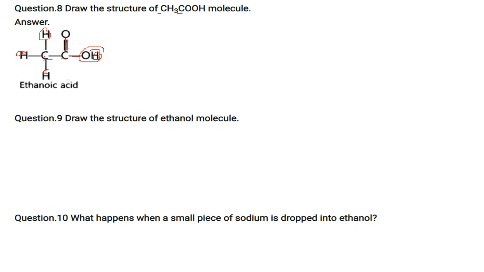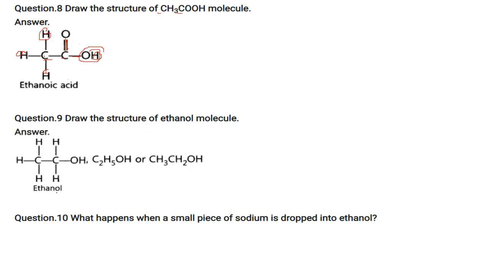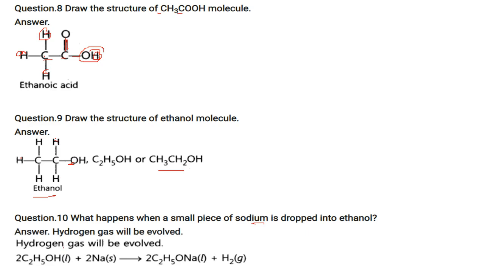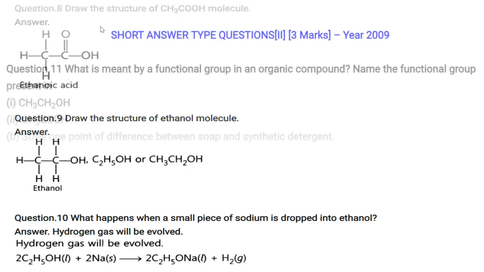Draw the structure of ethanol molecule. So this is ethanol, C2H, 1, 2, 3, 4, 5, 6 and 1O. You can write it as C2H5OH or CH3CH2OH. What happens when a small piece of sodium is dropped into ethanol? When a small piece of sodium is dropped into ethanol, ethanol is C2H5OH. What will happen? Hydrogen gas will be evolved.